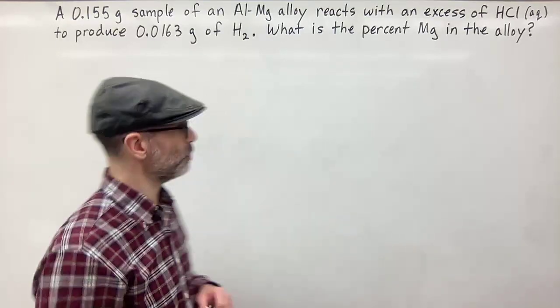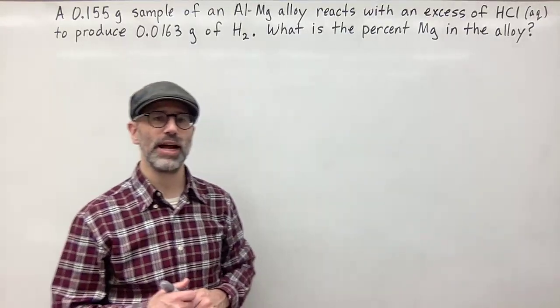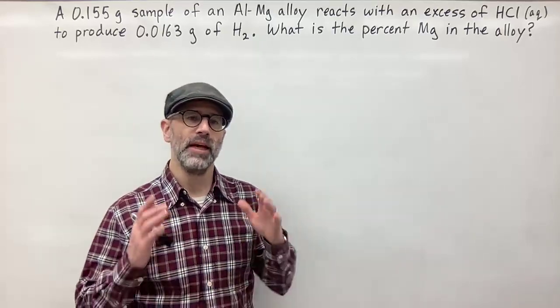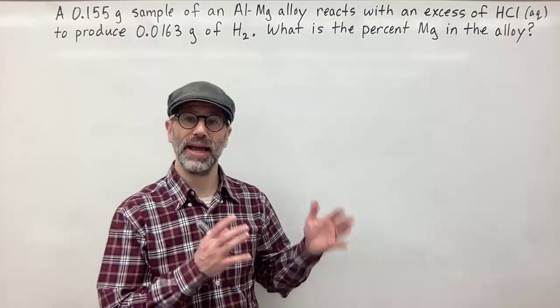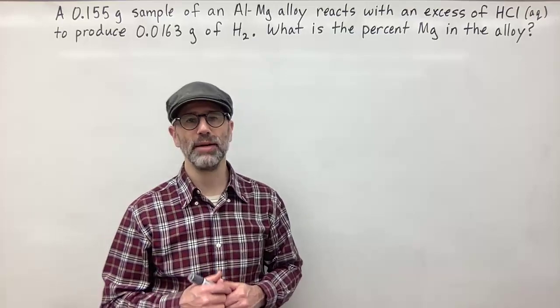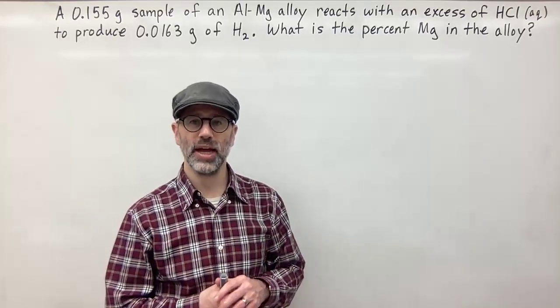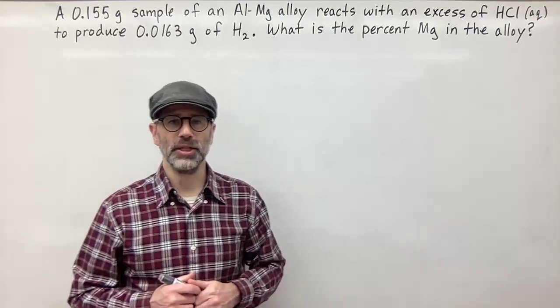So in this particular problem, you have a 0.155 gram sample of an aluminum magnesium alloy, and you're told that that alloy reacts with an excess amount of HCl to produce 0.0163 grams of hydrogen. And then they're asking, what is the percent of magnesium in the alloy? So how do you go about doing this?